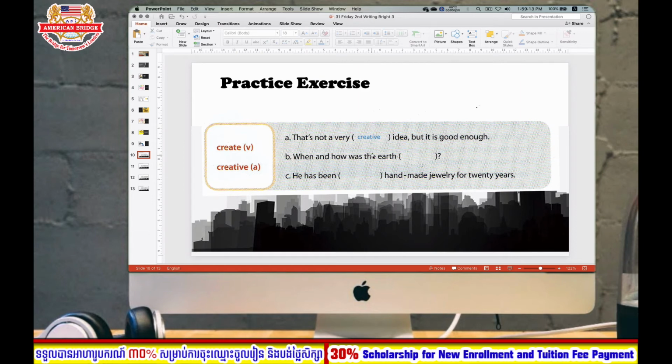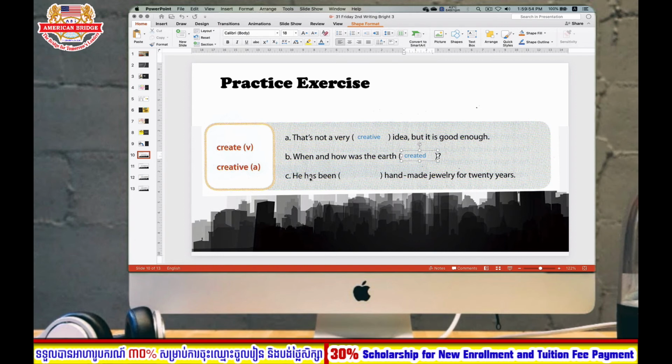Letter B: when and how was the earth? As you can see, this is a question form and it is in the past tense. But is it active or passive voice? It is a passive voice. So if it is a passive voice, we need a verb. So we cannot use the word creative here. Sorry, we need to use the word create. But as the passive form, we need to use it in the past tense, which is verb 3, created. When and how was the earth created?